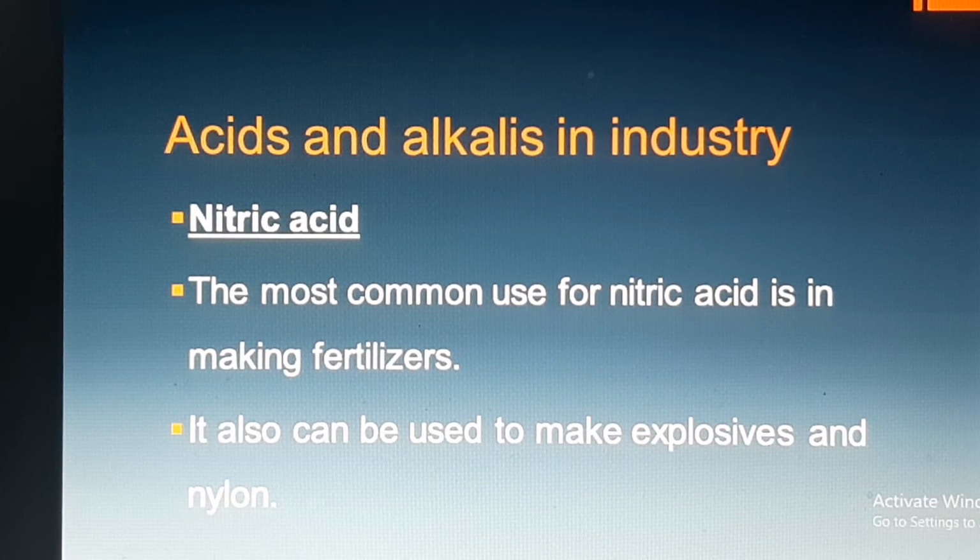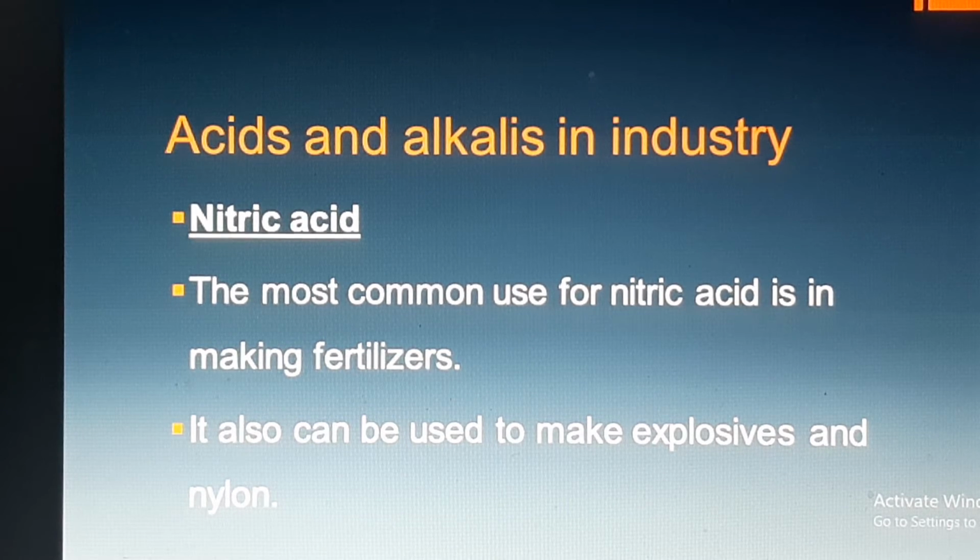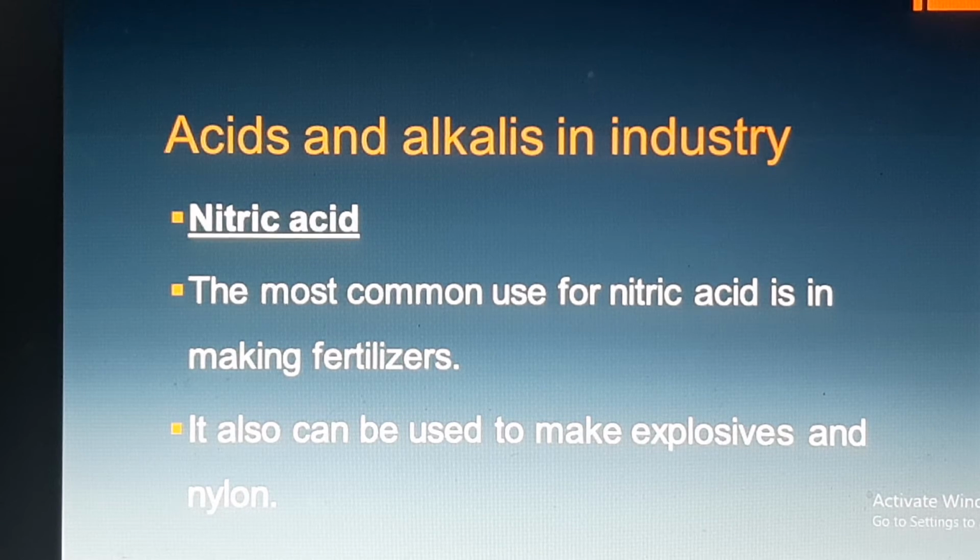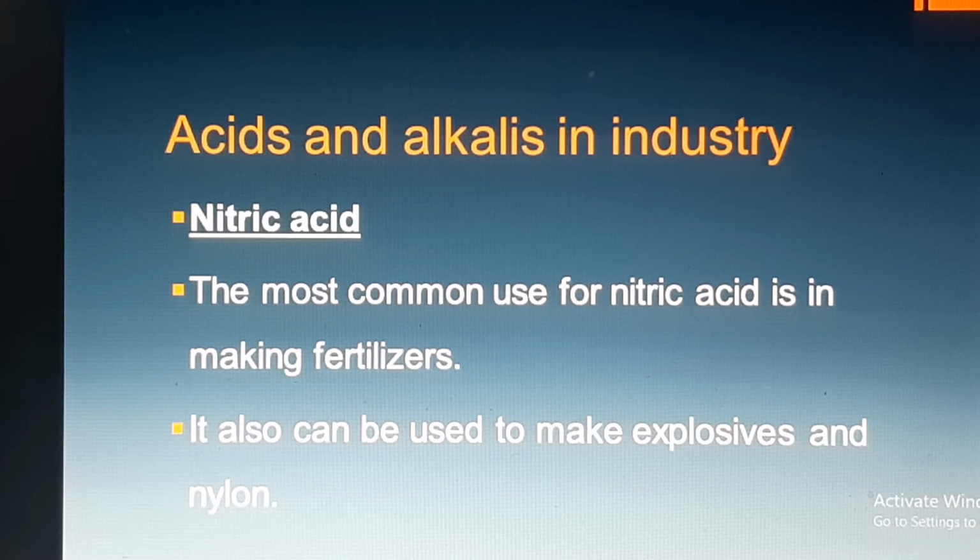Next, we are discussing the second objective, the acids and alkalis in industry. That means the industrial uses of acids and alkalis. First, we are discussing nitric acid. The most common use of nitric acid is in making fertilizer. We know that plants need fertilizer. Most fertilizer is made from nitric acid.